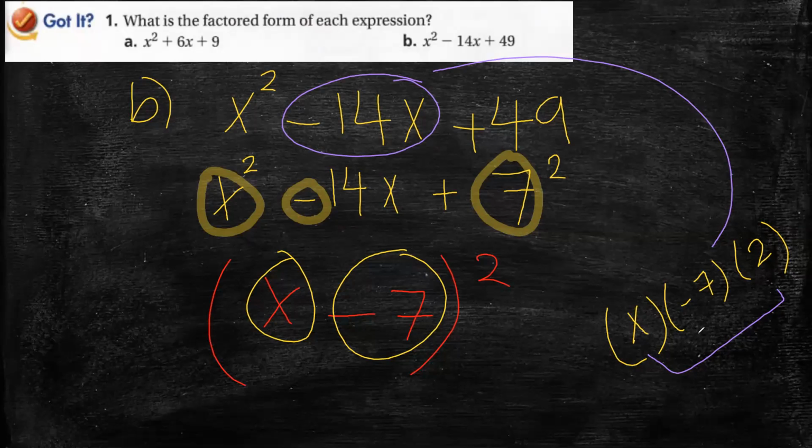Yes, miss. So if I multiply negative 7 times 2, it's a negative 14 times x. So yes, I will get a negative 14x. So I can say now that the factored form of x squared minus 14x plus 49 is x minus 7 squared.